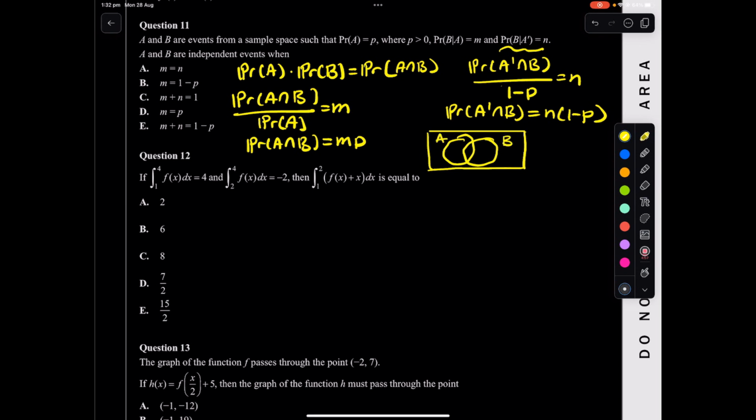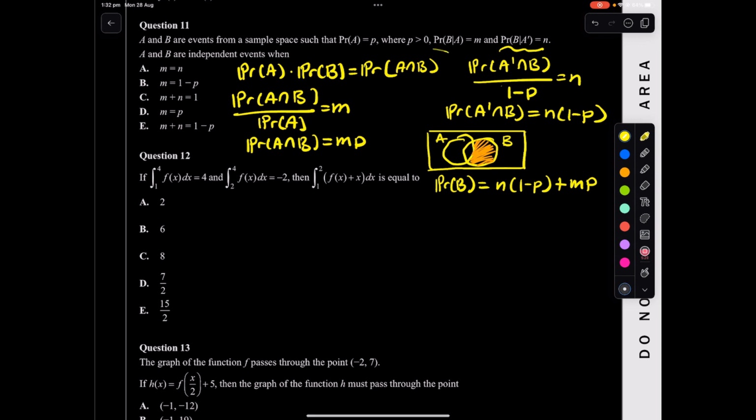Okay. We know that this over here is what? It's A complement intersection B, which gives us this right over here. So to get the probability of B, we just need to add this to the intersection. So we can say the probability of B is N(1 minus P) plus the intersection, which is MP. Perfect. So that's the probability of B.